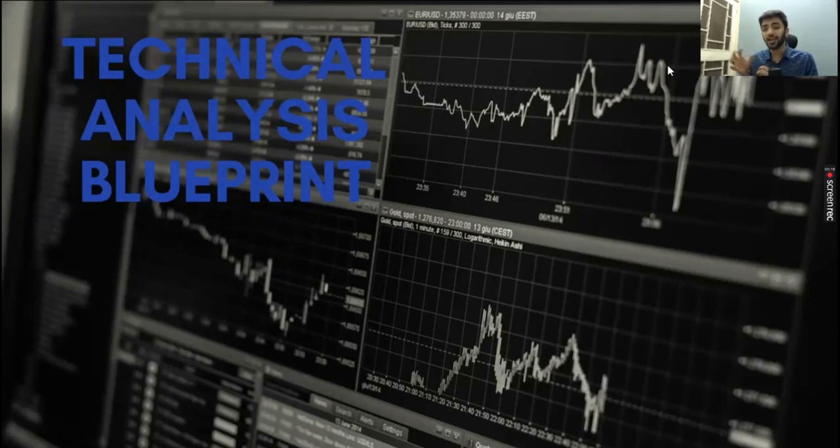What are the different types of candles that you will be viewing on any chart, and what can you interpret about those candles? So in this video, we'll understand different types of candles and how to interpret those candles. What is the psychology behind those candles, and why do you need to do that?